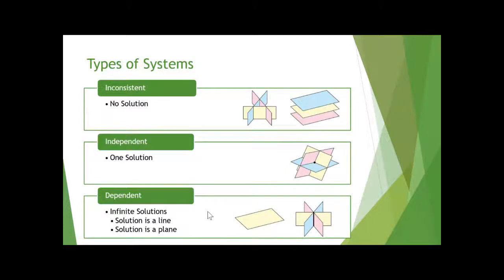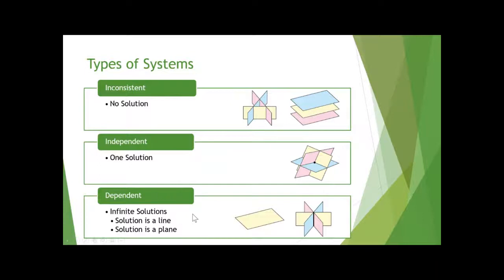So there are basically three different types of systems. The ones that we found, where there's one solution, which is the intersection point, is called independent, because each equation is independent of the other. It is possible to have systems with no solutions. Those are called inconsistent. You can see these are two visualizations where they could all intersect but not at the same place, or they could be flat surfaces that are parallel, so there's no intersection at all. You can also have dependent solutions.